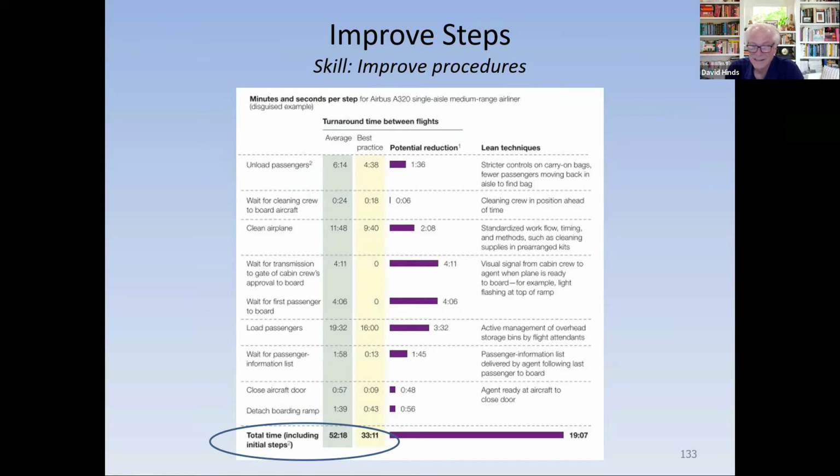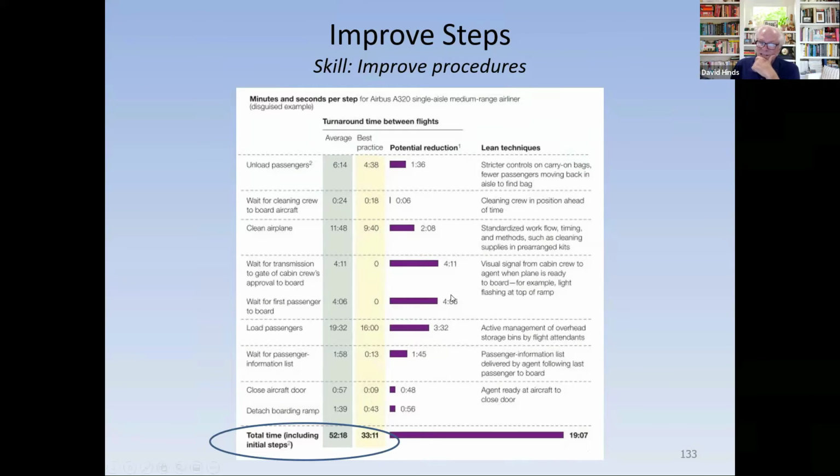Even a couple of minutes can allow them to crank more flights in the same day. So it's very, very important for airlines that are on these kinds of schedules. So here you can see the process metric. Here's the process, turning around the flight. The total cycle time was 52 minutes and 18 seconds. And through these step improvements, they got it down to 33 minutes. They've saved almost 20 minutes, and that's huge.